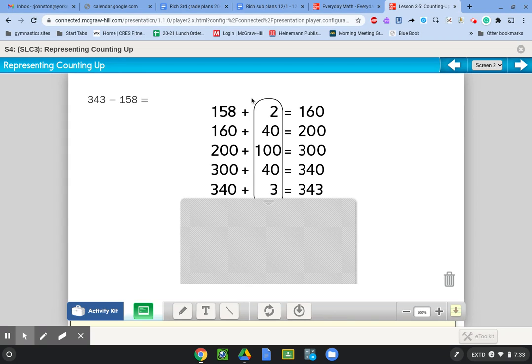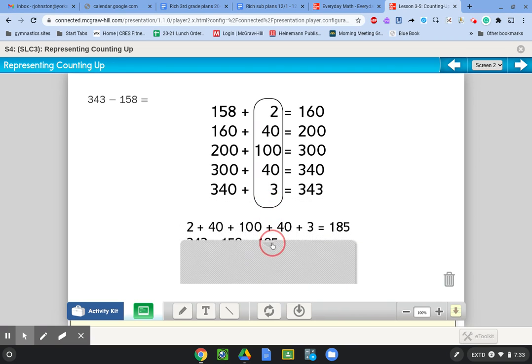So this is just kind of recording all of our jumps and where we ended up. And then wherever we ended up is where we start our next jump at. And we do it until we get all the way to 343. And then you just add the numbers that you added. So we'll circle these numbers that we added, add them all up, and they equal 185. So this is another way to show an open number line counting up strategy, but we didn't use a number line in this situation. So if that works for you, you could do it that way.